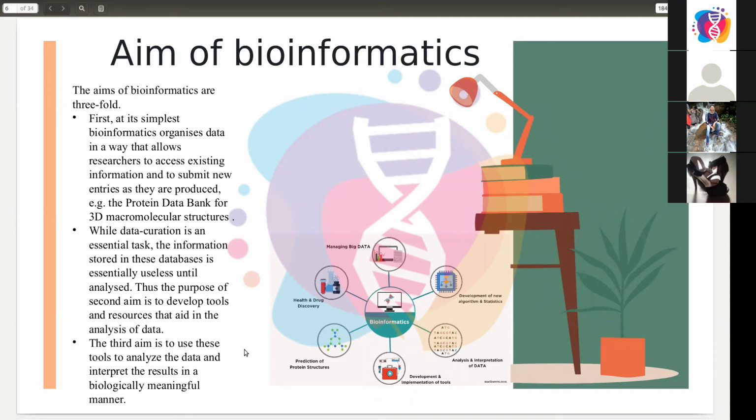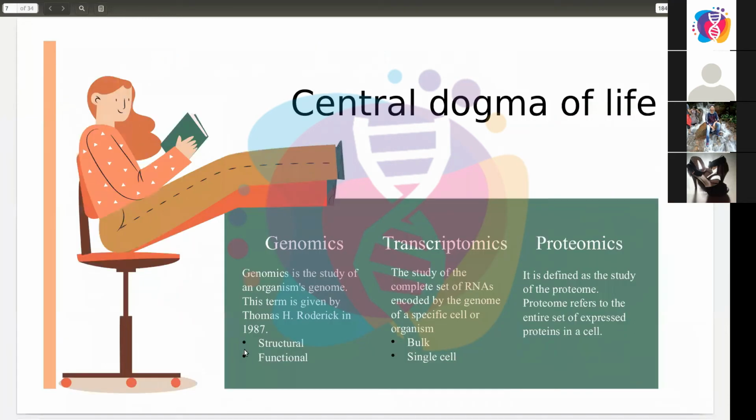And the third aim is to use the tools that are already present, or even develop your own algorithms, to help analyze the data, right? So these are the three main aims of bioinformatics. Now we'll move on to the three different pillars of bioinformatics, which is essentially your central dogma of life. The first one being genomics, then transcriptomics, and proteomics.